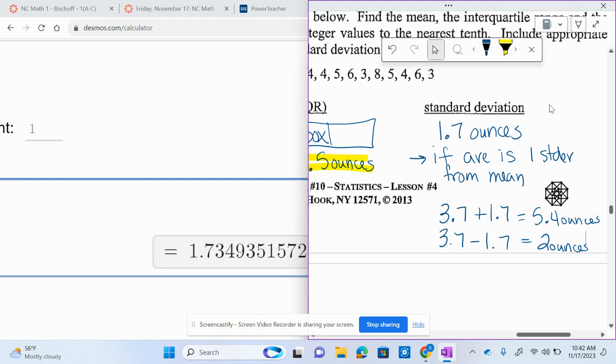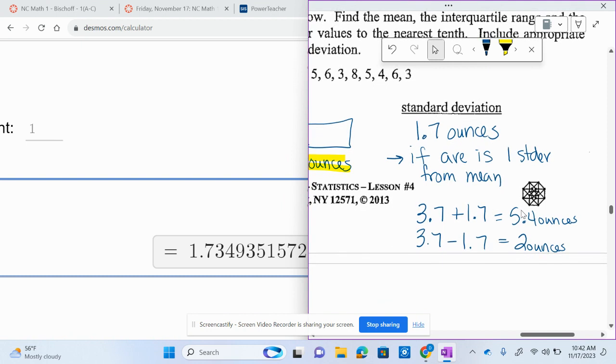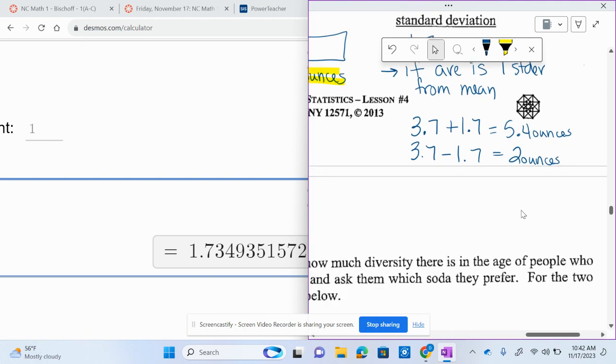It also tells us about the variability. This means that the data is pretty close, 1 standard deviation, 1.7 ounces. So almost all of the chickens that were up there were between the weight of 2 and 5.4 ounces. There were only 3 of them that didn't fall within that range. Okay. So let's go to the next page.